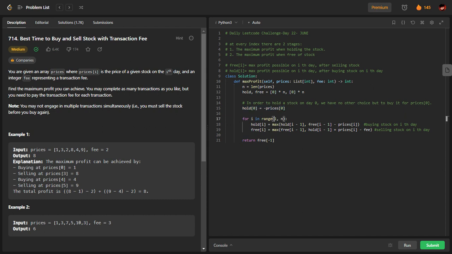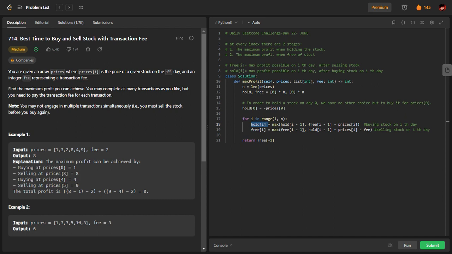This loop will run from I to n minus 1. We always have a few options. If we talk about hold of I, that means I'm going to get a hold of a stock. There are two options possible: either grab a stock, or let it be whatever the previous state was and just continue like that.